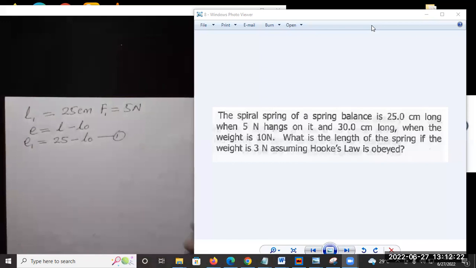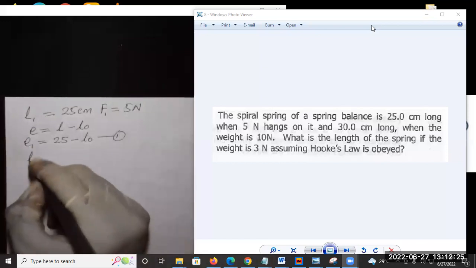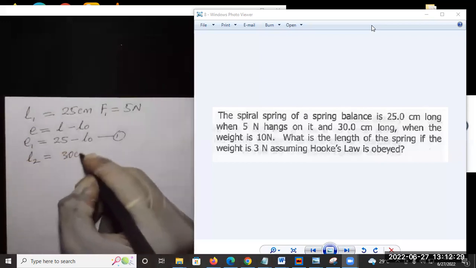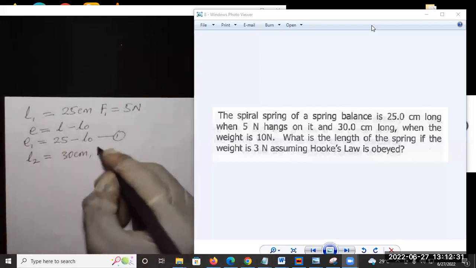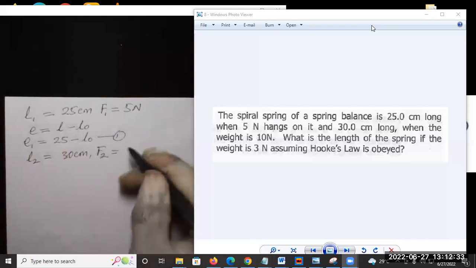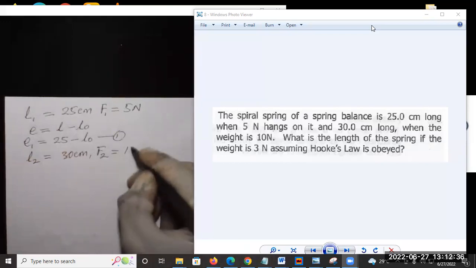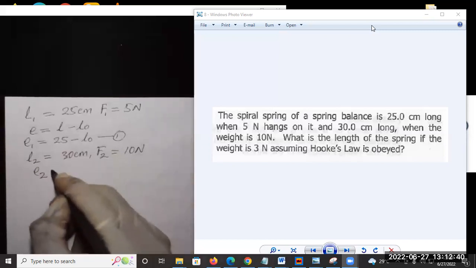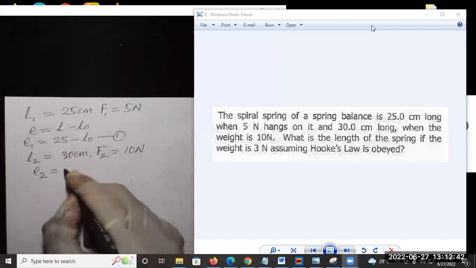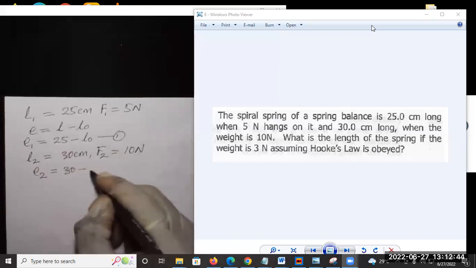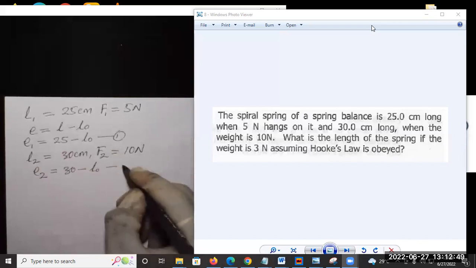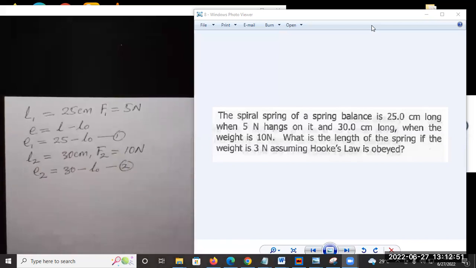The next length given to us in that question, L2, is 30 cm for a force of 10 Newton, which we apply. So the extension for this new length will be 30 minus the original length. We call this equation 2.